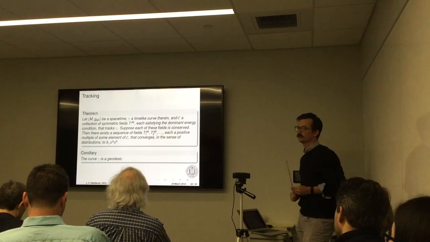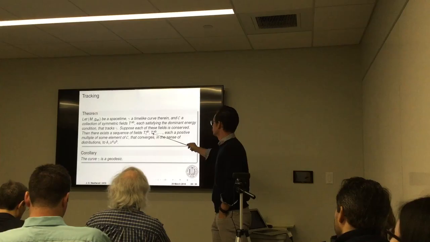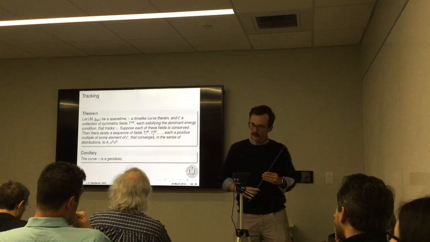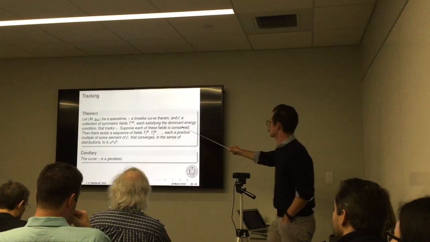And of course it follows then that the curve must be a geodesic. It also follows that, in fact, this is the only limit point of sequences of fields that approach the curve that satisfy these other conditions. And so there's some sense in which what we're showing is a kind of universal property of collections of fields that track the curve. They all approximate precisely this distribution if they satisfy the dominant energy condition and are divergence free.